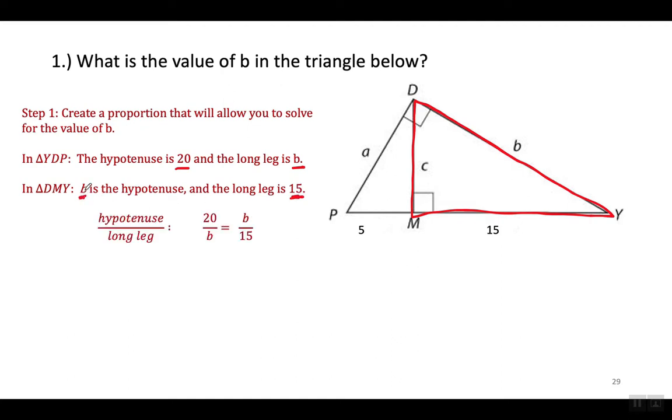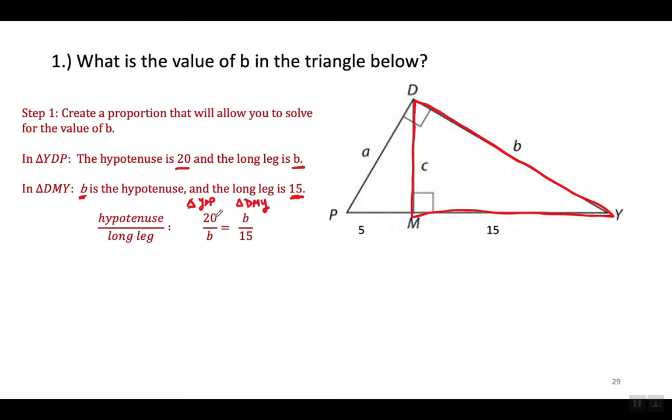So look at how I create my proportion. I wrote here what I'm doing. On the top, I'm writing the hypotenuse, and on the bottom, I'm writing the long leg. I could have written the long leg on the top and the hypotenuse on the bottom, but this is the way I did it. So this one is 20 and B. On the left side, I have triangle YDP, and on the right side, I have triangle DMY.